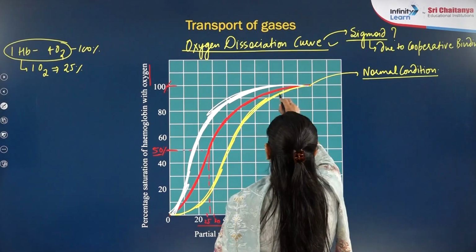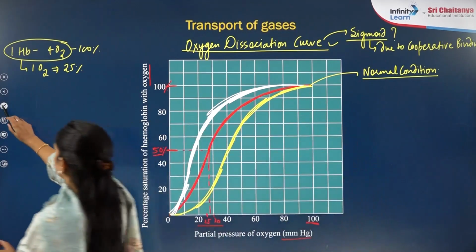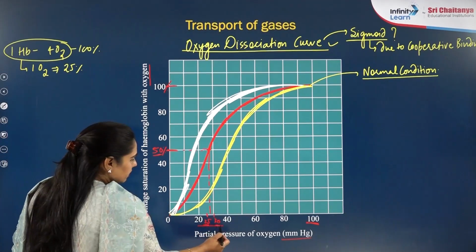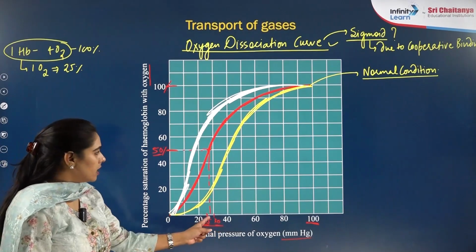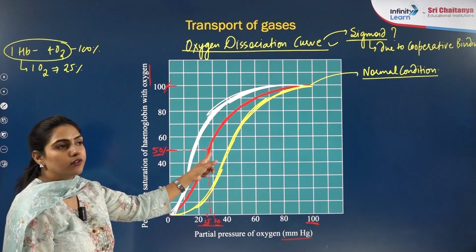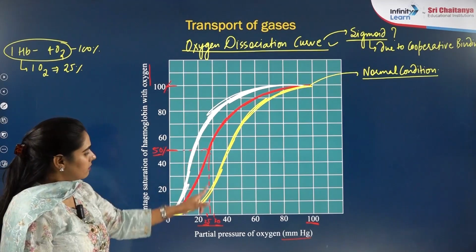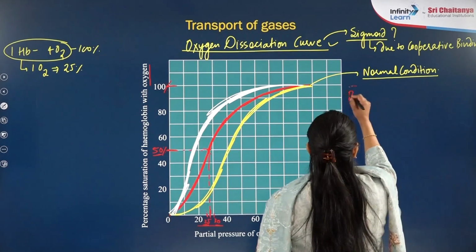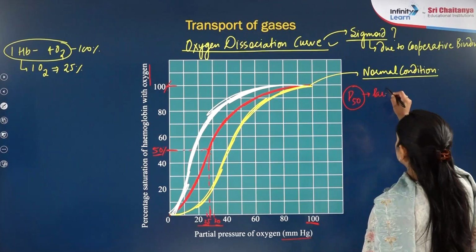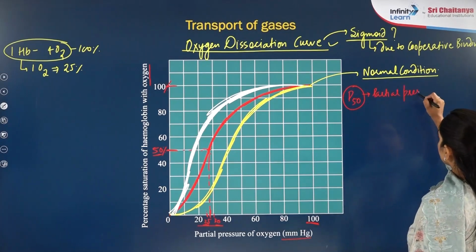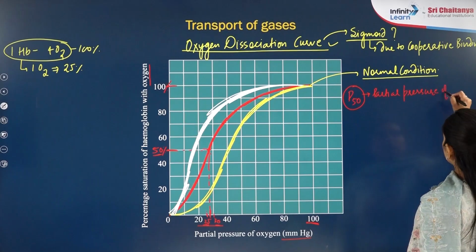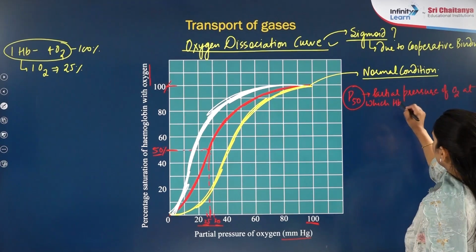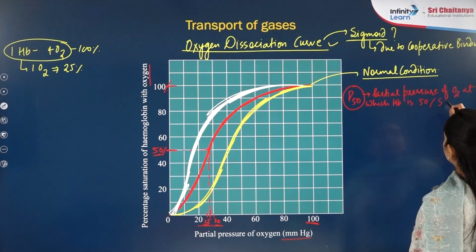So you can see this value. When the curve is normal, I have told you between 25 to 30 mmHg partial pressure we get 50% saturation of hemoglobin, right? This value is known as the P50 value. What is P50? P50 is the partial pressure of oxygen at which hemoglobin is 50% saturated.